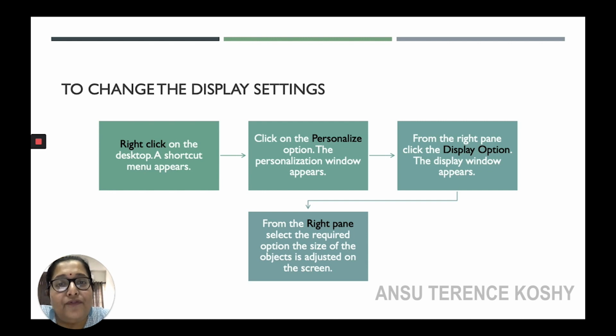The personalization window appears. From the right pane, that is from the right side, you have to look for the display option. The display window appears. From the right pane, select the required option. The size of the objects is adjusted on the screen. That is, you need to do 4 steps. Right click on an empty space, a shortcut menu appears. From that, look for the personalize option. From the personalize option, on the right side, look for the display option. From the right pane of the display option, find the required adjustment you need. That is how you change the display settings.